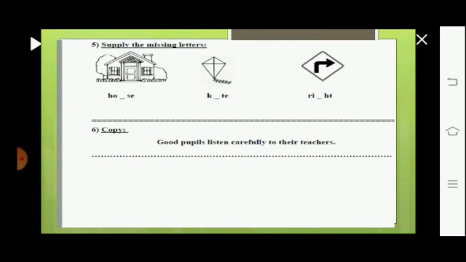Supplies are missing letters. 1. House. What's the missing letter? Excellent. U. Number 2. Kite. Good job. I. 3. Right. What's the missing letter? Good job. G. Excellent. Number 6. Copy. Good pupils listen carefully to their teachers. Good job.